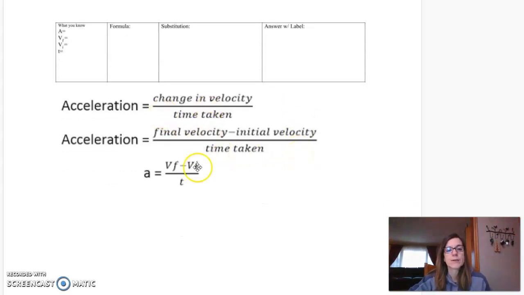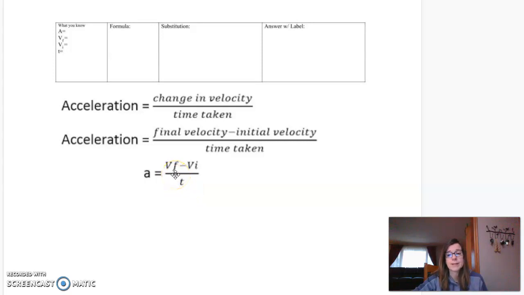And then we have also some different ways that you can show the acceleration formula. Sometimes you'll see it this way: acceleration equals change in velocity divided by time taken. You'll also see this in a lot of places: acceleration equals final velocity minus initial velocity divided by time taken. And then here's an abbreviated form of the formula. A is acceleration, VF is final velocity, VI is initial velocity, and T is time.